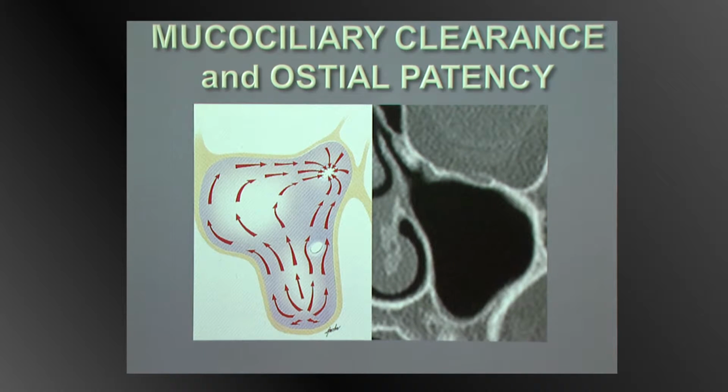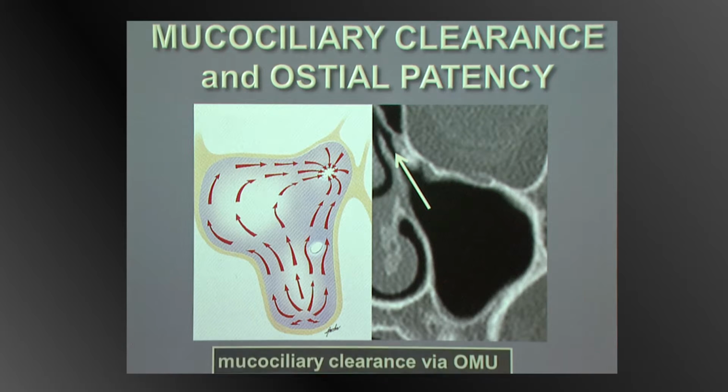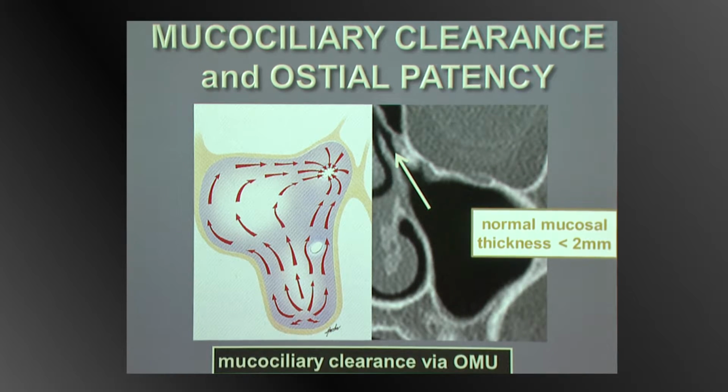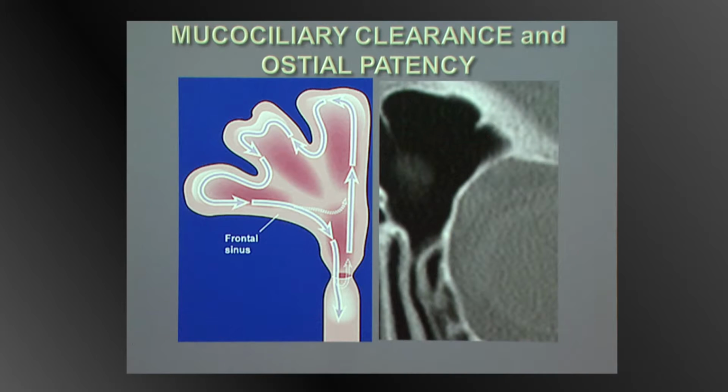So all those cilia beat up to the natural sinus ostium, and that's why antrostomies never worked, because they don't beat there. It's irrelevant if you put a hole down here, the cilia will still beat up there. Normal thickness of the mucosa is 1 to 2 millimeters. You can see it, it's not necessarily abnormal.